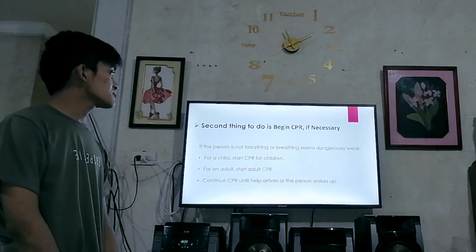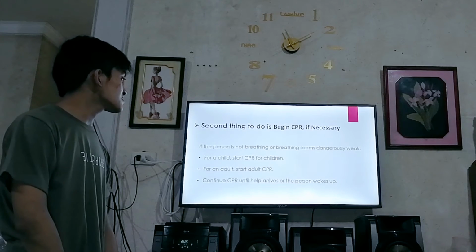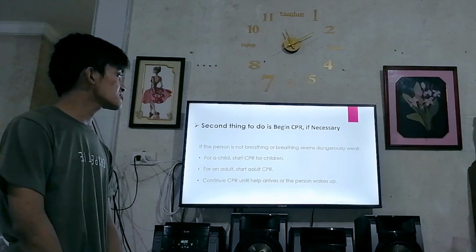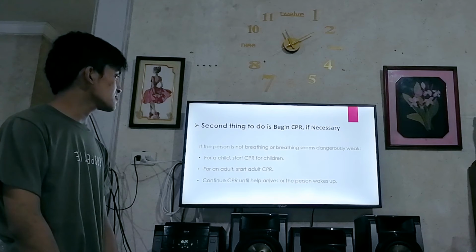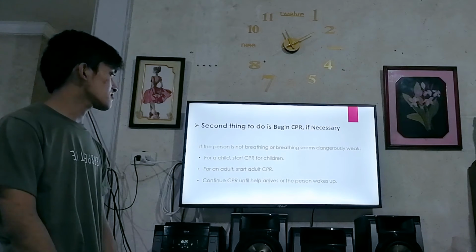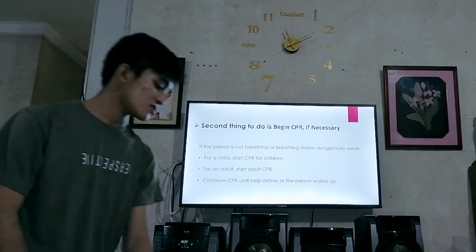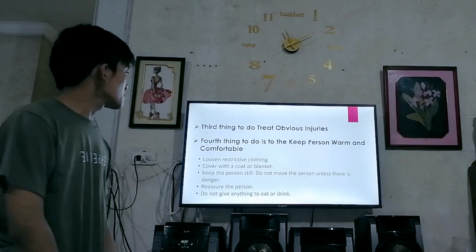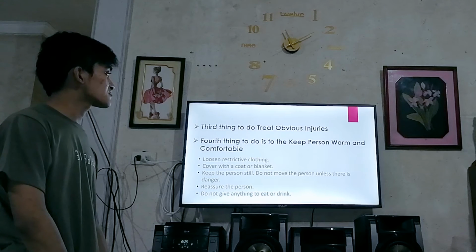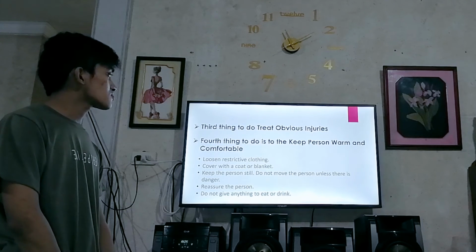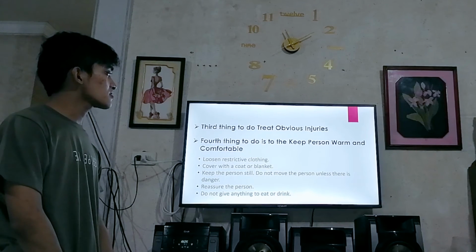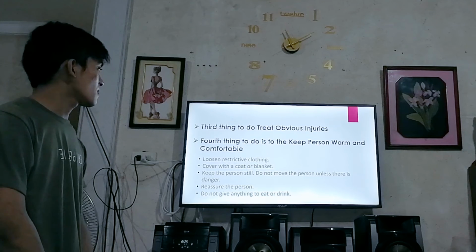Second thing to do is begin CPR if necessary. If the person is not breathing or breathing seems dangerously weak, for a child, start CPR for children. For an adult, start adult CPR. Continue CPR until help arrives or the person wakes up. Third thing to do, treat obvious injuries. Fourth thing to do is to keep the person warm and comfortable.